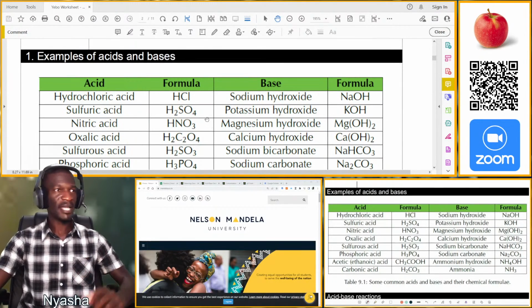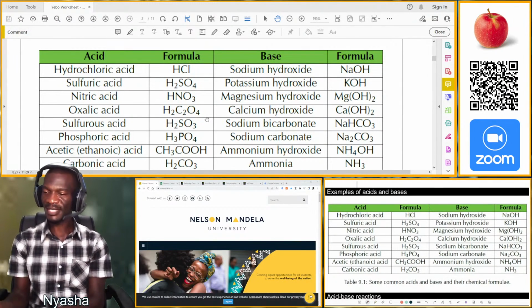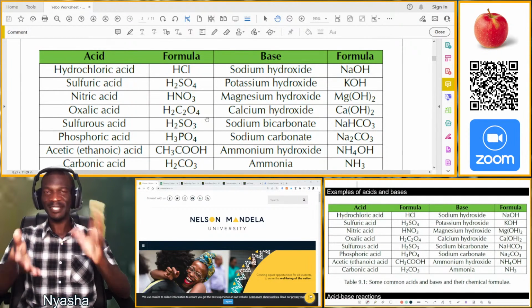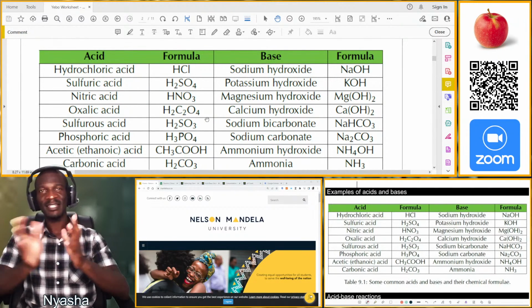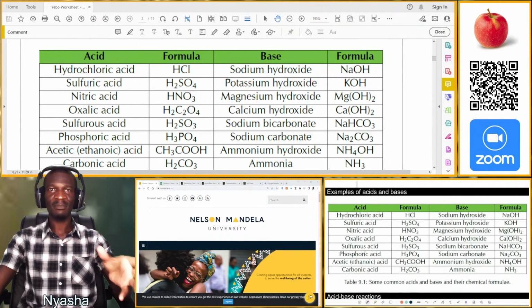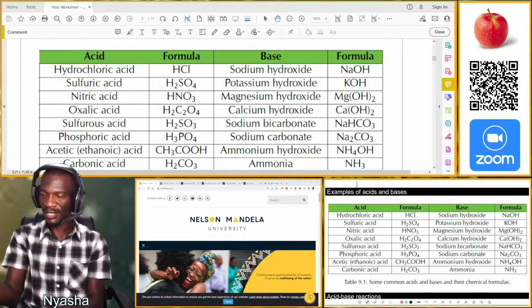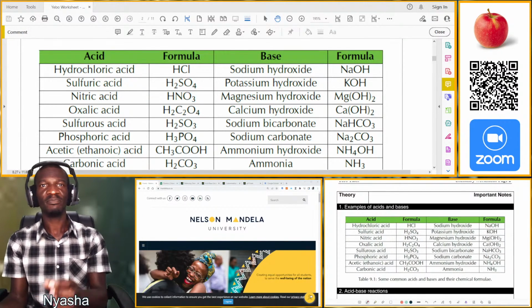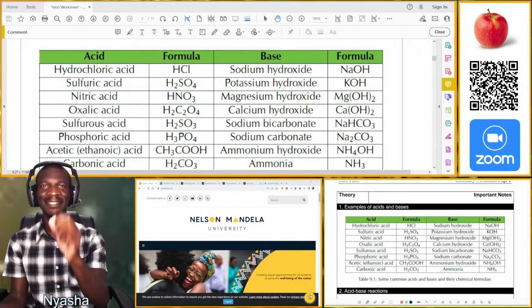Right, there we go. So these are examples of what? Of acids and bases. Now I'm sure by now you recall that you can categorize acids and bases into strong and weak acids, strong and weak bases. Those characteristics are something that I hope you can recall. Let me give you some homework. Define a strong acid and a strong base.